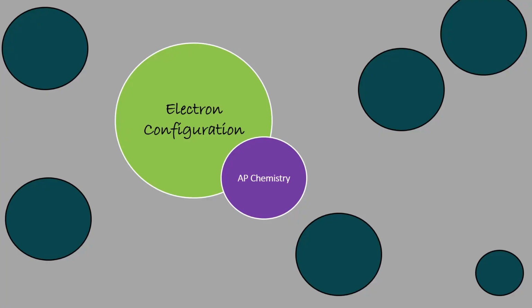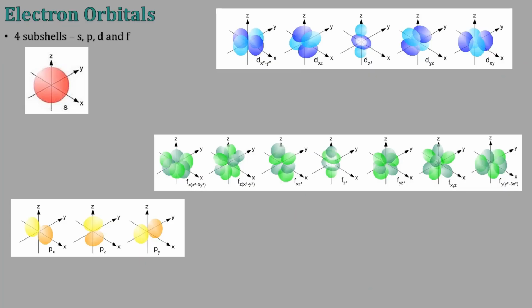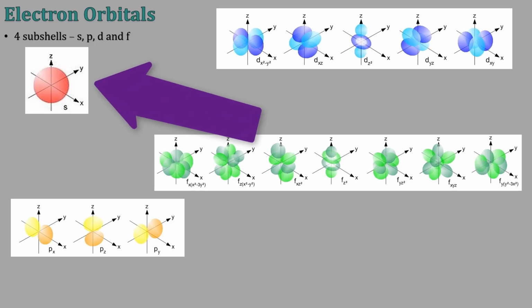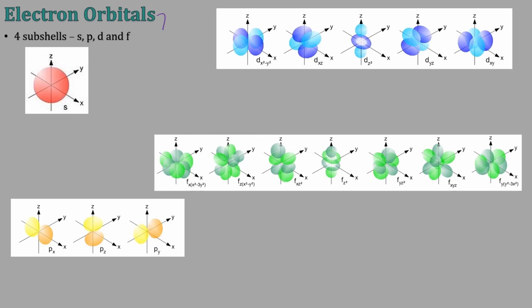Hey guys, this video is going to be a review over electron configuration. The electron orbitals exist in 4 different subshells. There's the S, the P, the D, and the F. And so to review the shape of those, this right here is what an S orbital looks like. It's very spherical, all right? And each orbital can have 2 electrons at max. So the S, because there is only one orbital in the S subshell, can hold 2 electrons.